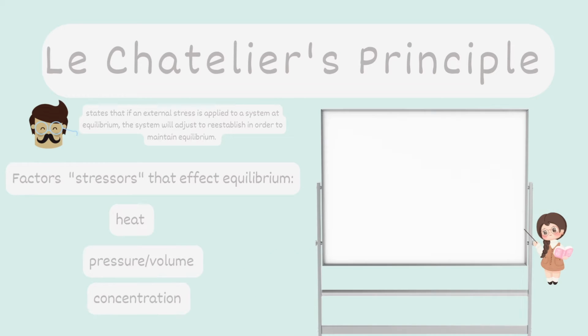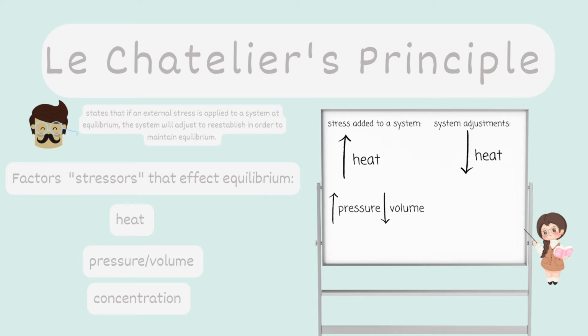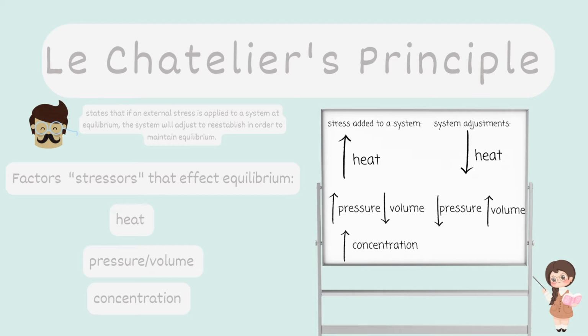If we add stress to a system, there will be some type of system adjustment made in order to bring it back to equilibrium. For example, if generally we increase the heat, the system will lower the heat. If we increase the pressure by decreasing the volume, the system will try to decrease the pressure by increasing the volume. And if we increase the concentration of one side of the system, it will try to decrease the concentration. Basically, according to Le Chatelier's principle, whatever stress is done to the system, it will try to undo it.